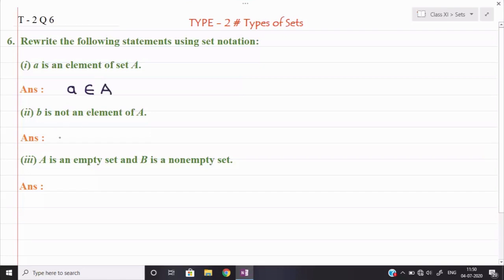B is not an element of set A. It means B does not belong to set A. Sorry, I thought B is there. B does not belong to set A. A is an empty set. It means A is equal to phi, or you can write the curly bracket open, curly bracket close. But use the symbol phi only. That will be more comfortable for you. And B is a non-empty set. So B is not equal to phi.